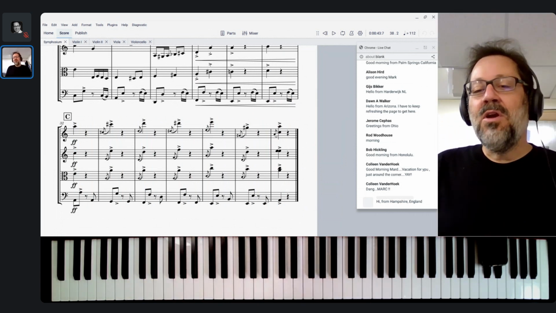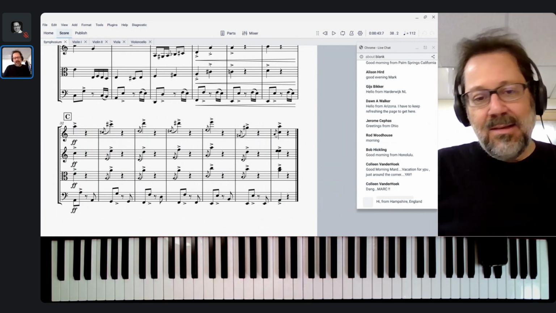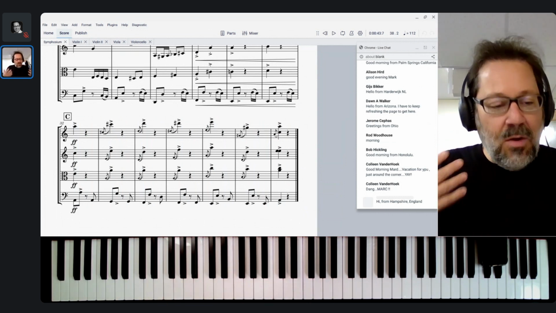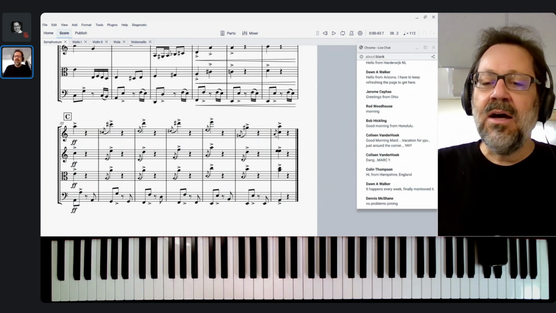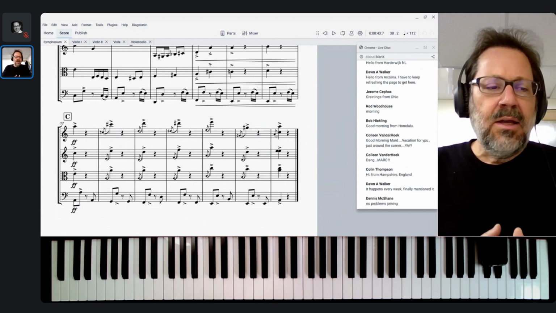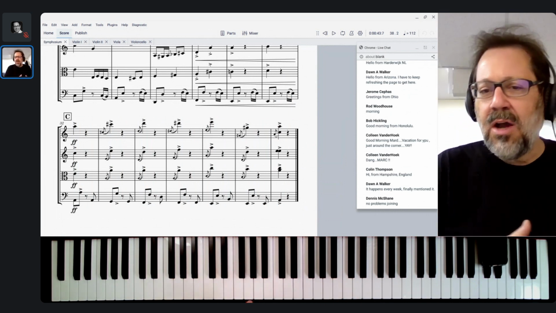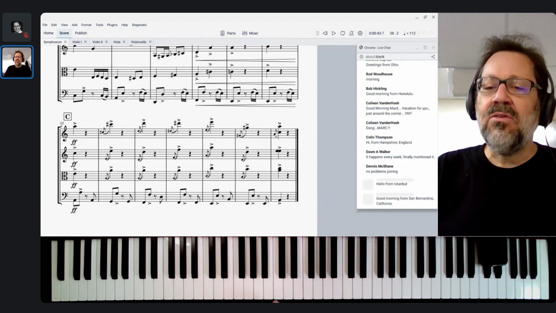So what we are going to be talking about here is what we've been dealing with in the basic music theory course. So this week we're talking about minor keys and scales.